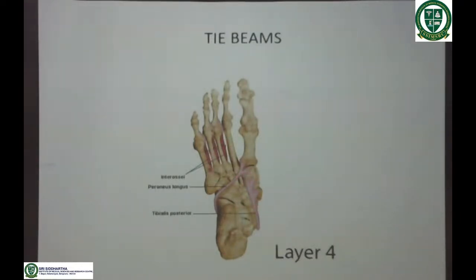And also the interosseous muscles will be there. Here it is shown the plantar interosseous. There are also the dorsal interosseous muscles, which also support the transverse arch along with the deep transverse ligaments. So the supports of this transverse arch are the peroneus longus tendon, the tibialis posterior tendon, the dorsal interosseous, and the deep transverse metatarsal ligaments also. These structures help to maintain the transverse arch.